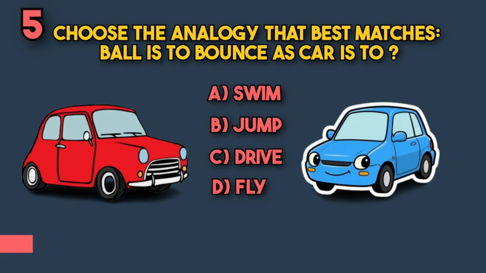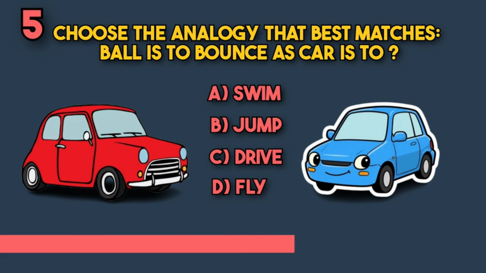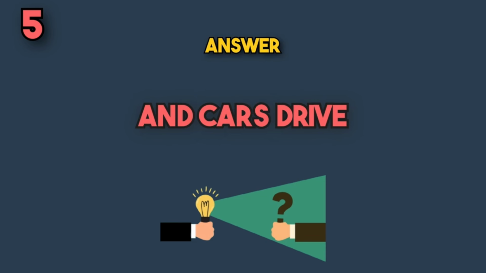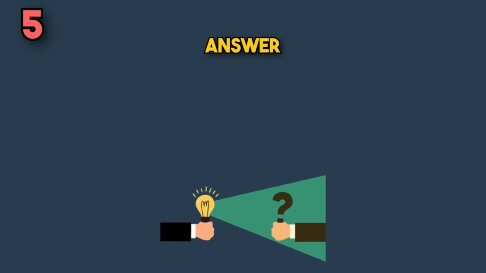Choose the analogy that best matches. Ball is to bounce as car is to... The answer is C, drive. Balls bounce and cars drive. This is a basic analogy problem.